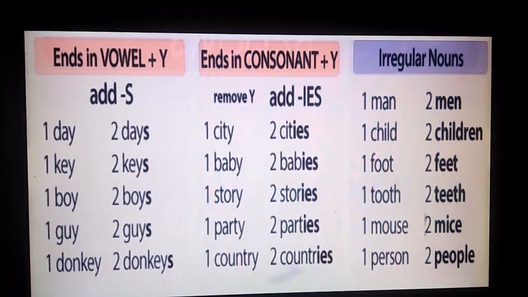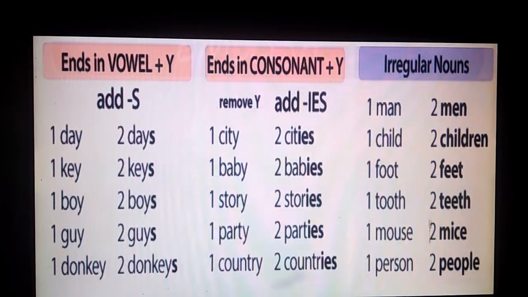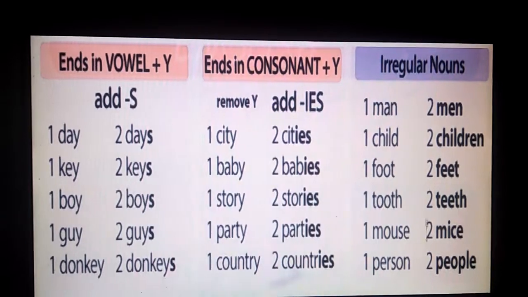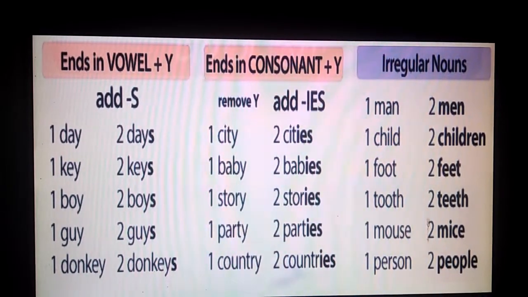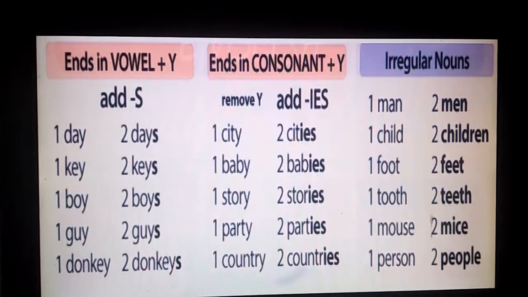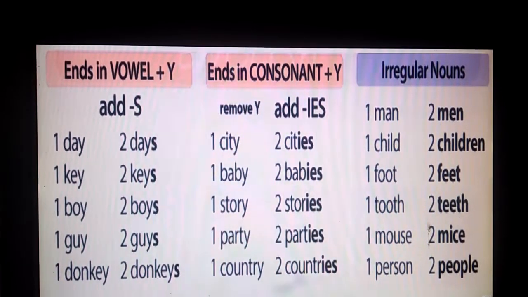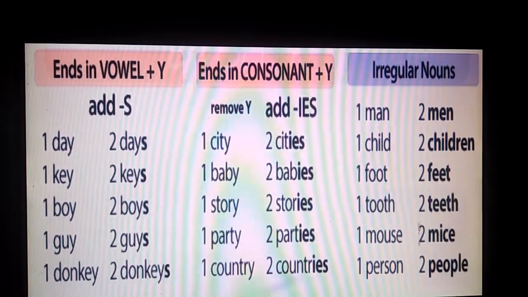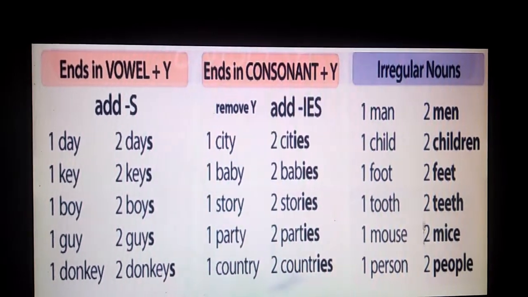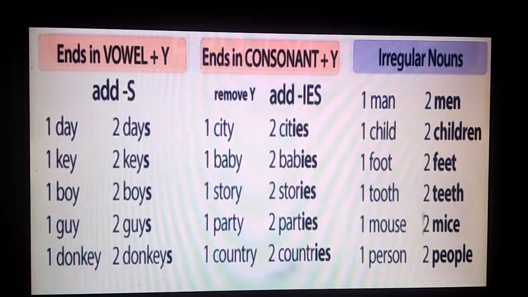Then the 6th rule, that is about the irregular nouns. It means the nouns about which the previous 5 rules are not applicable, but these nouns have their own plural forms, like one man, two men, one child, two children, one foot, 2 feet, one tooth, 2 teeth, one mouse, 2 mice, and one person, 2 people. So these are called irregular nouns because the previous 5 rules are not applicable here. They have their different noun forms, and so they are called irregular nouns.